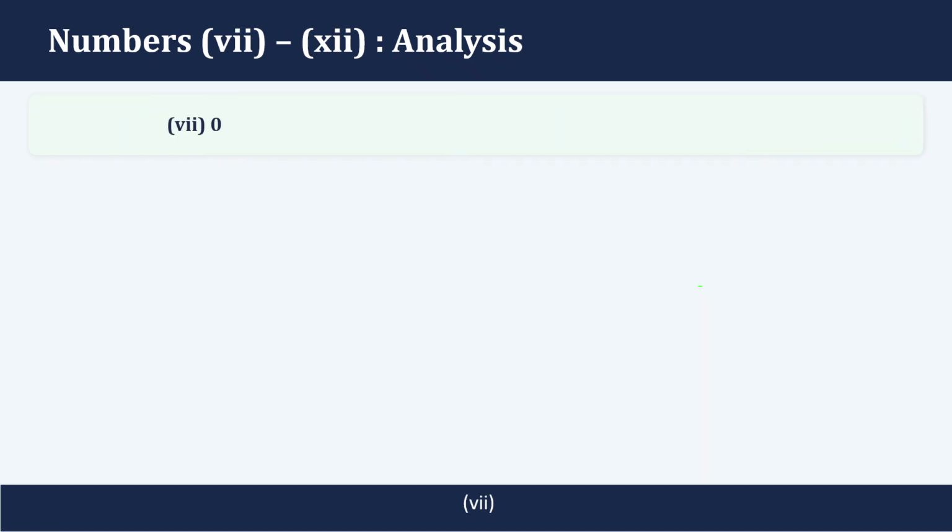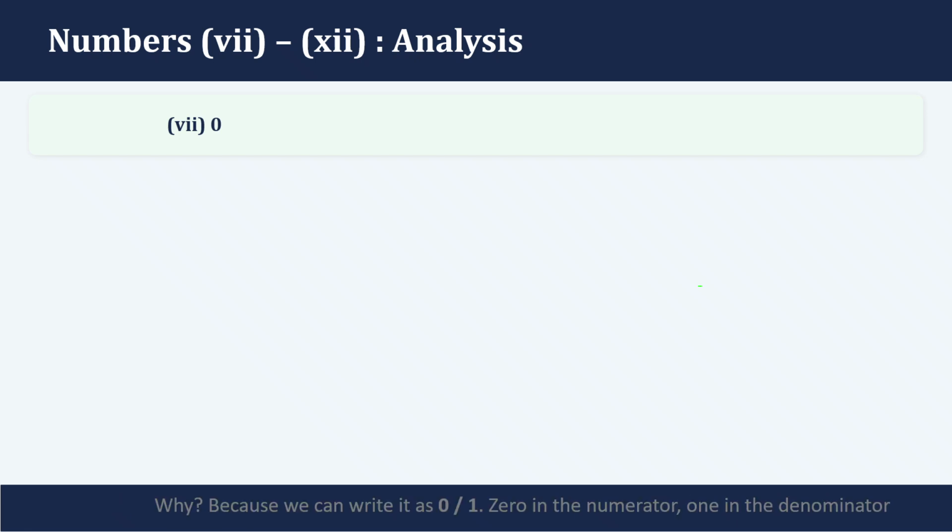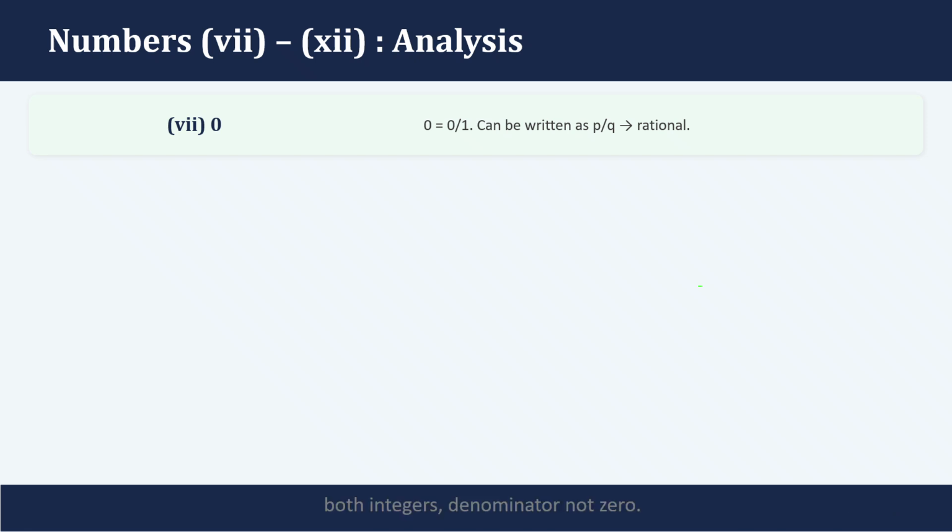7. 0. This is a very common trick question. Students sometimes think 0 is neither, but that is wrong. 0 is a rational number. Why? Because we can write it as 0 over 1. 0 in the numerator, 1 in the denominator, both integers, denominator not 0. Therefore, 0 is a rational number.